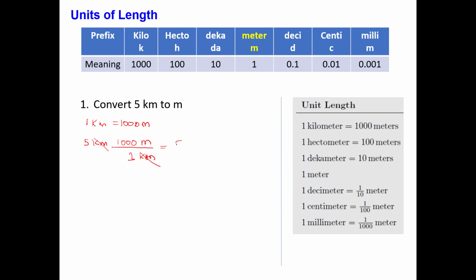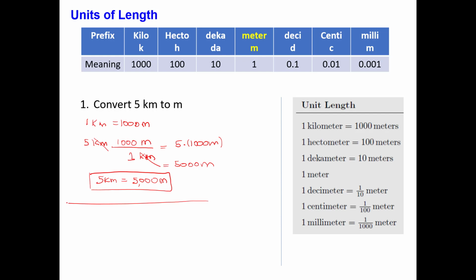And then what we had here is 5 times. And here you can skip this step if you feel you know how to do it. Then here 5 times 1,000 equals 5,000 meters. Then we had 5 kilometers equals 5,000 meters. Maybe we can write it like that. This is one way. In the second way, we can use the table.